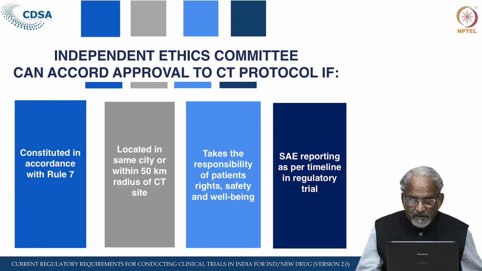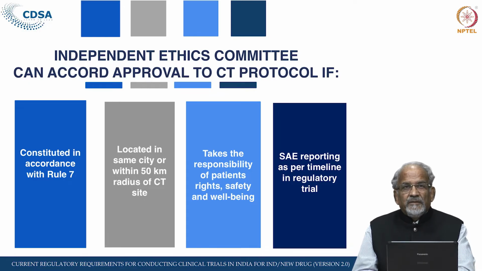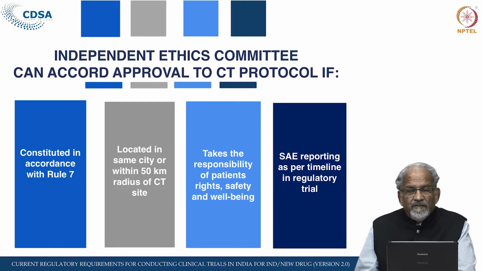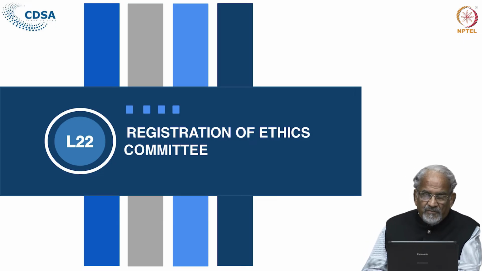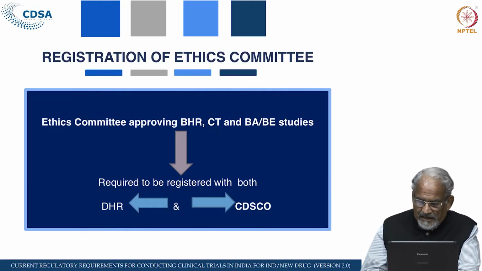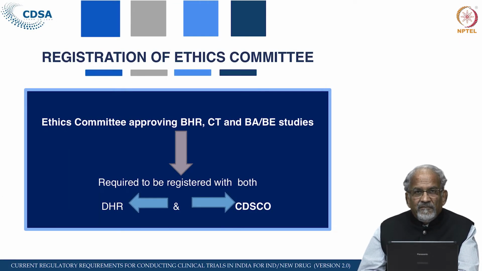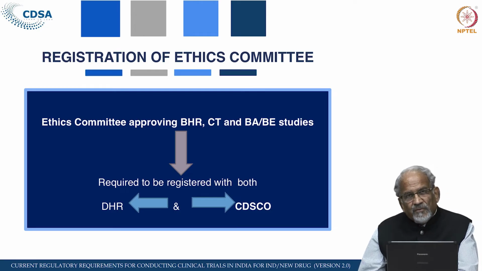Now, to take home messages: independent ethics committees were earlier only permitted to do BA/BE studies, but now if the independent ethics committee is trained, competent, formed as per Rule 7, they can accord permission for the trial site, provided they are within 50 kilometers. There are two important things. One is the ethics committee which is approving for biomedical health research, and it is also approving clinical trial, and it is also approving BA/BE studies.